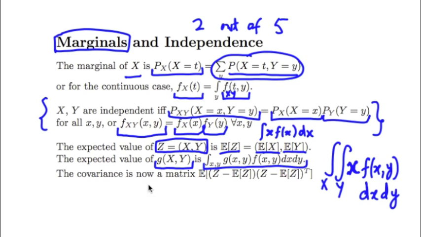Lastly, the variance is now a matrix. Earlier the variance was just a scalar, but in the multidimensional case, it's actually a covariance matrix. And it is the expected value of z minus expected value of z times z minus expected value of z transpose. Now that might seem a little confusing, but let's break it up into two parts. First, find the mean of z, which is a mean vector. Let's call that mu for the moment. So we calculate z minus mu times z minus mu transpose.